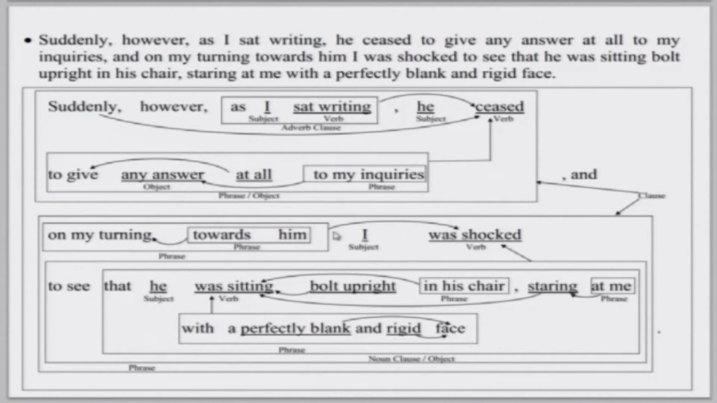This "turning" is the original verb "turn," which is getting qualified further with "towards him." On my turning towards him, I was shocked. And further, why was I shocked? To see something. That is the object of "see." That he was sitting. This much is not very surprising, but how? Bolt upright. Where? In his chair. And how? Another answer: staring at me. Another answer of how: with a perfectly blank and rigid face. So, a very rich sentence with a lot of content.